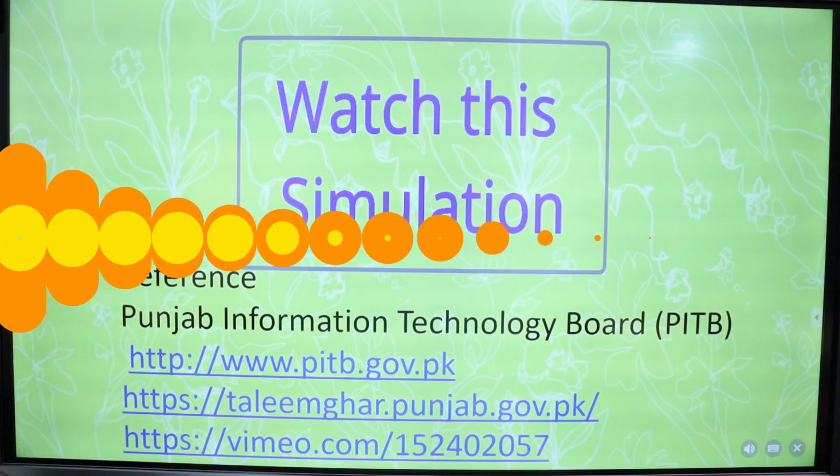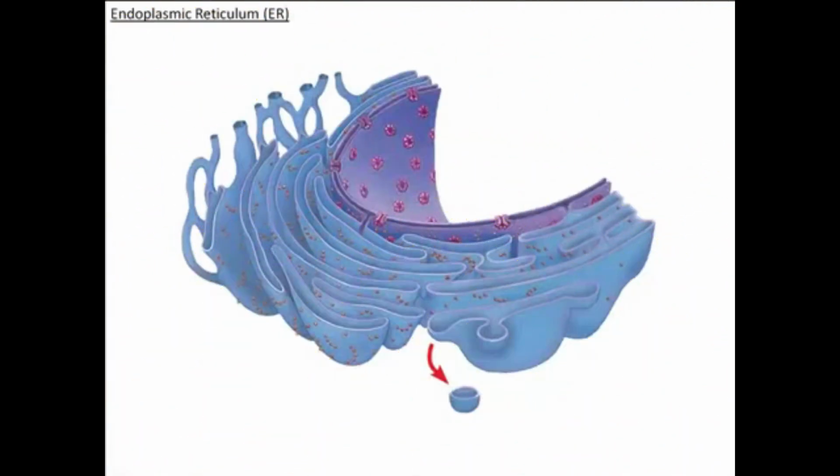Let's watch this simulation. The endoplasmic reticulum lies just outside of the nuclear envelope and is made up of a number of tubules and sacs called cisternae. Now these cisternae are made up of phospholipid membranes, and these membranes separate the internal compartment of the endoplasmic reticulum, called the lumen, from the cytosol of the cell. The membrane of the endoplasmic reticulum and the membrane of the nuclear envelope are continuous with each other, and as a result, the intermembranous space between the membranes of the envelope is also continuous with the lumen of the ER.